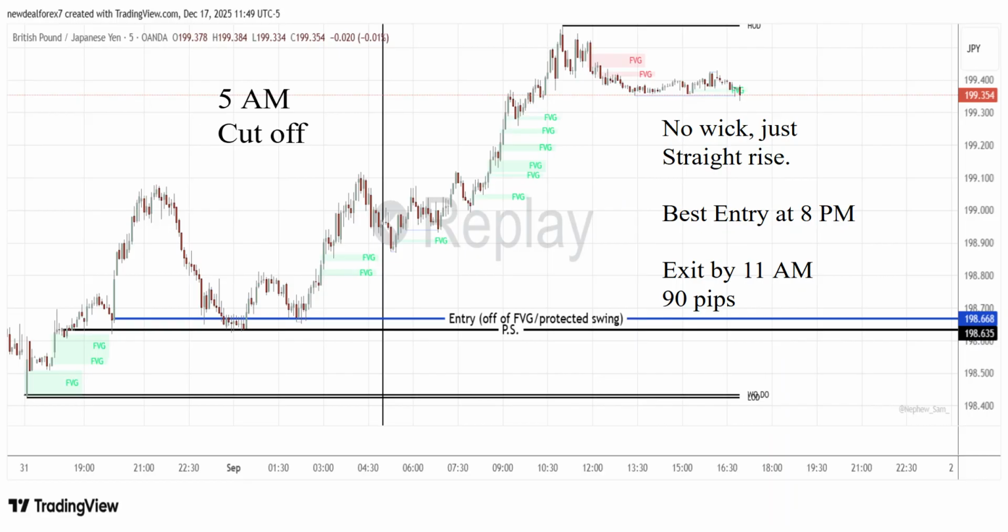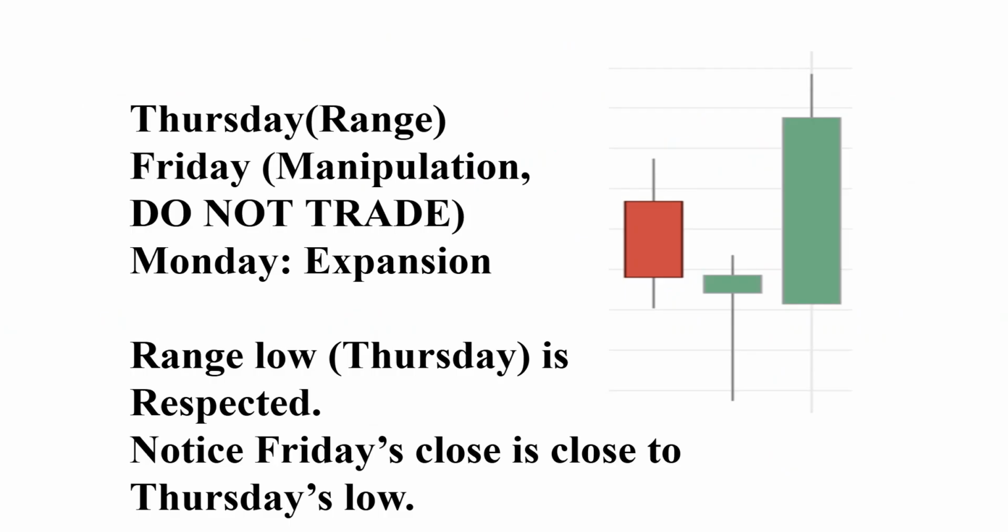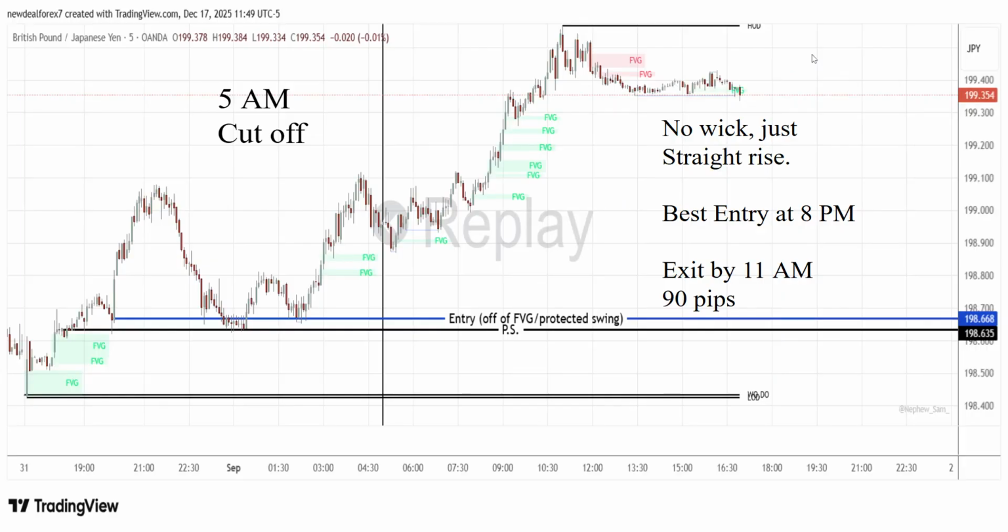Now here is Monday. Okay, this large green candle right here is on the 5-minute time frame. Now this vertical line here is a 5 a.m. cutoff to just say, hey, you know what? I'm going to be done at 5, whether I see my trade or not. But actually, in this case, the best entry was at 8 p.m. the prior day or prior night. Okay, you could have caught this trade close to Asian session.